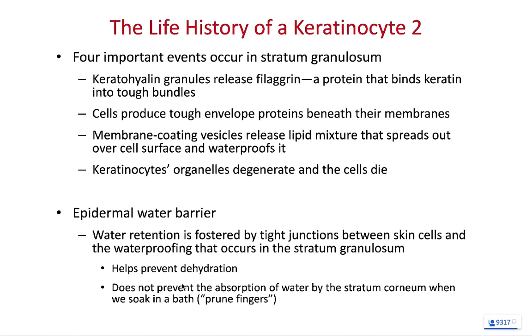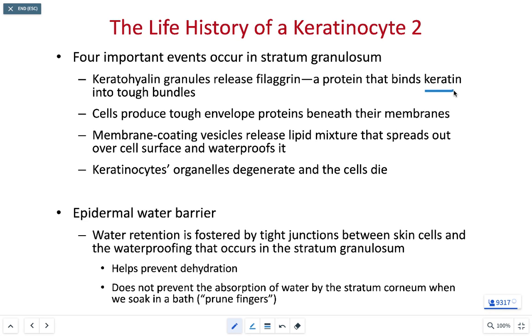Now, within the stratum granulosum, the keratinocytes are going to have some additional proteins released, one of which is filaggrin. And when we look at the filaggrin protein, it's going to have a lot of filaments associated with it, hence the root word fil for filaments, and it's going to bind the keratin together. And within that stratum granulosum, the cell is also going to have a lot of proteins just beneath the cell membrane to help maintain the integrity of that cell membrane.